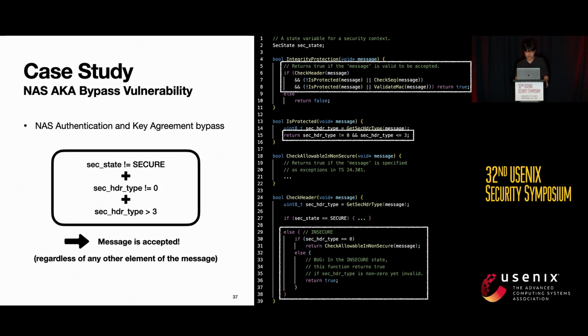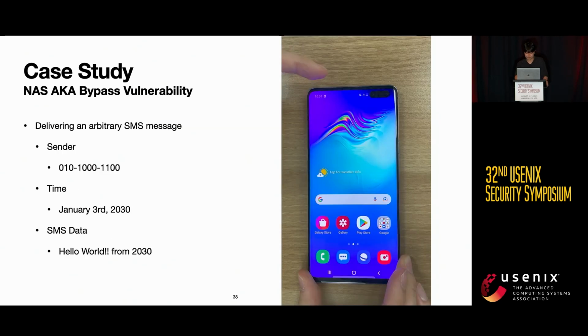The first violation of the specification is that the check header function returns true in the insecure state if the security header is not 0. In addition, the other validating functions only check the messages when the security header type is between 1 and 3. So if the security header is larger than 3, the message is accepted regardless of any other element of the message. Other approaches analyzing the baseband software fail to find this bug, as a security header larger than 3 is considered semantically invalid.